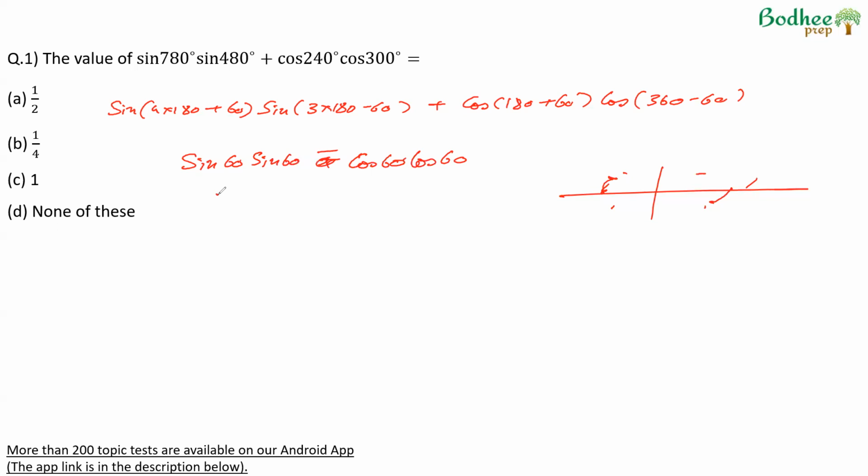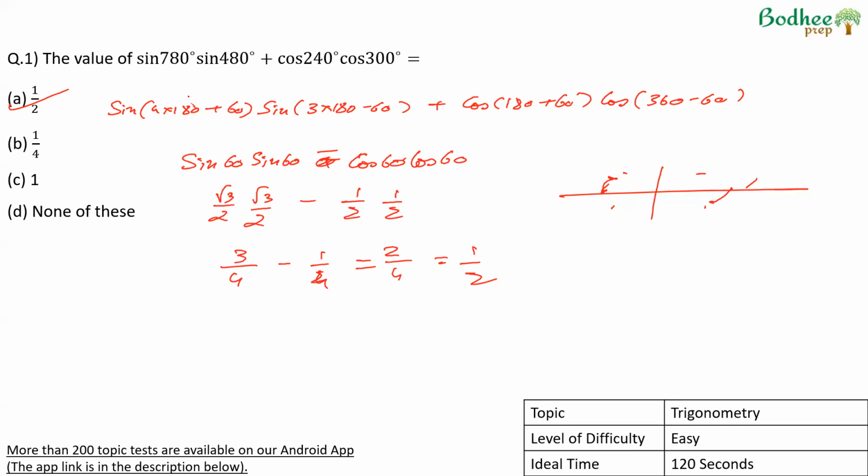Sin 60 is root 3 by 2. Cos 60 is 1 by 2. So 3 by 4 minus 1 by 4, which is nothing but 2 by 4 or 1 by 2. Option A becomes my answer for this question. Again, we're just dealing with the basic angles and therefore it is an easy question. The attempt time might be a little higher.